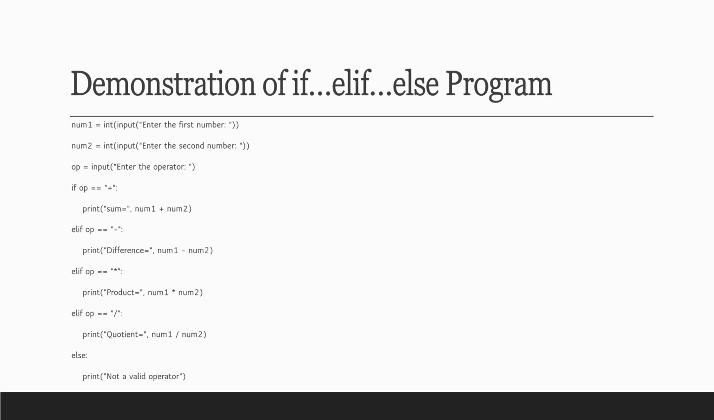If the operator is plus, the program calculates and displays the sum of the two numbers. If the operator is minus, the program calculates and displays the difference. If the operator is multiply, the program calculates and displays the product. If the operator is divide, the program calculates and displays the quotient. If the user enters any other operator, the else block runs and displays that it is not a valid operator. This example clearly shows how the if-elif-else structure helps the program choose the correct operation based on the user's input.